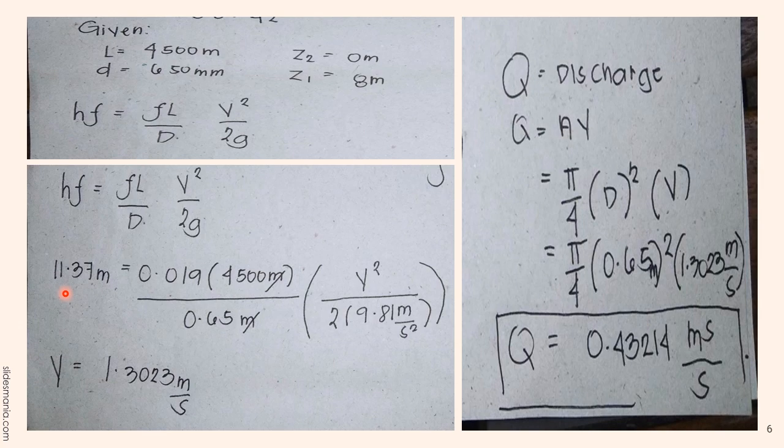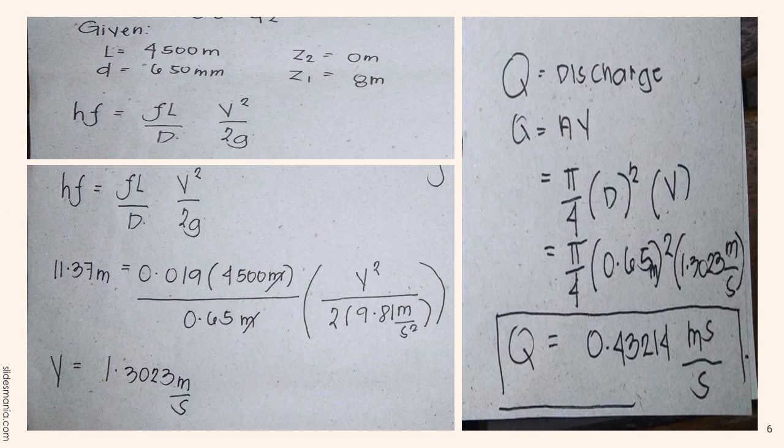11.35 meters, which, as we can recall from Chapter 5, is our head loss, equals 0.019 times 4,500 meters over 0.65 meter. Cancel out meters and then multiply it again by V squared over 2 times 9.81 meters per second squared. To get our V and solve for our discharge, we must multiply and plug in all the numbers. So we get the result of V equals 1.3023 meters per second.